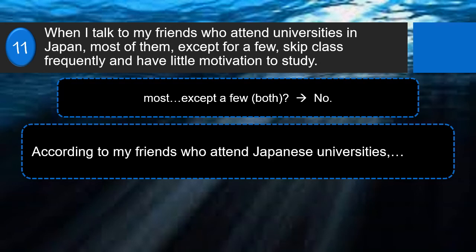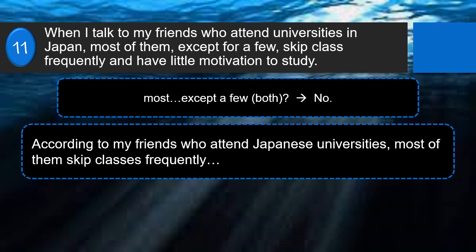Most except a few. Do we need both? No, because that's what most means. All except a few. Almost all, if you want to really show except a few, but you don't need both.